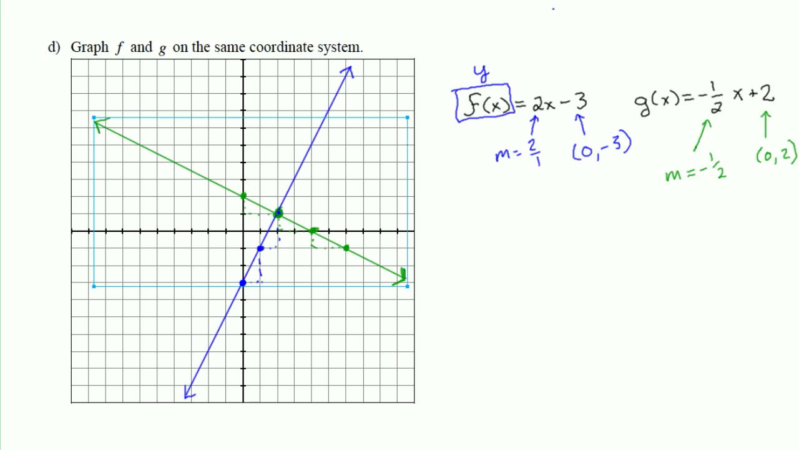So at this stage I've graphed both lines. I am done with the problem, but we're going to just take a moment to relate this graph to some of the information that we found in the previous questions.